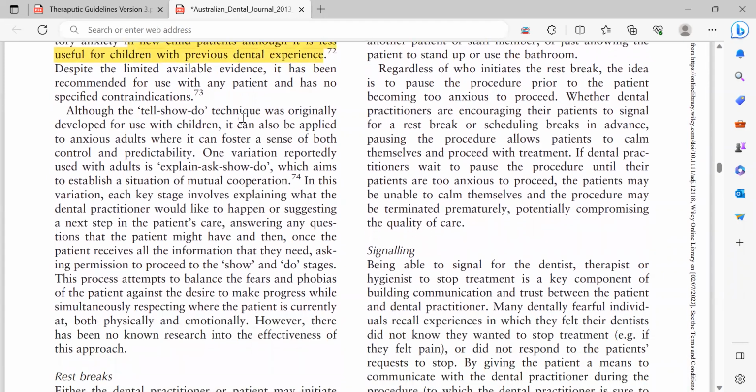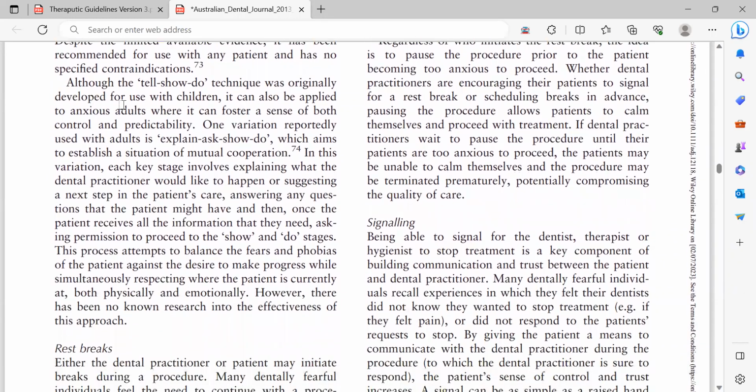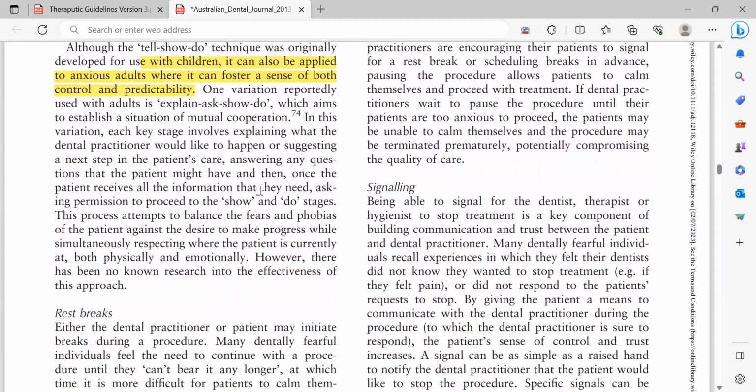Okay, although the tell-show-do technique was originally developed for use with children, it can now also be used for anxious adults, where it can foster a sense of both control and predictability. In adults, generally it's explain, ask, show, do. First you will explain to the patient, and then you will ask if they have any doubt or want you to explain anything again. Then you will show what you are going to do, and then you will do it for them.